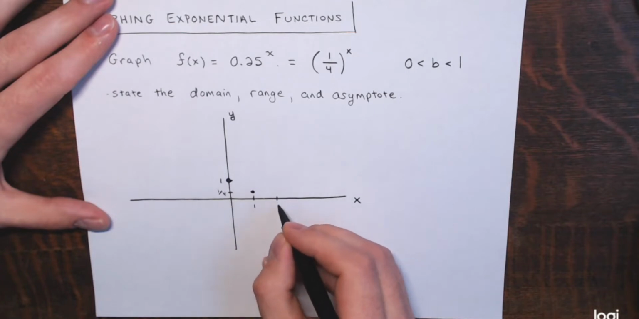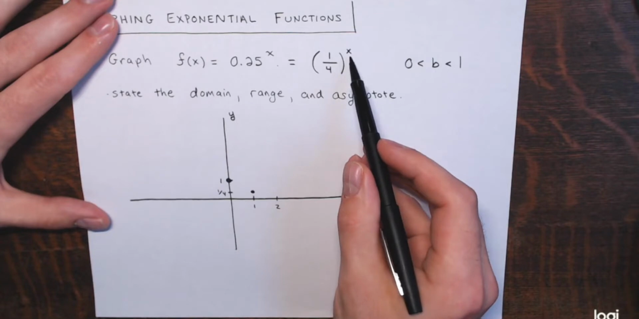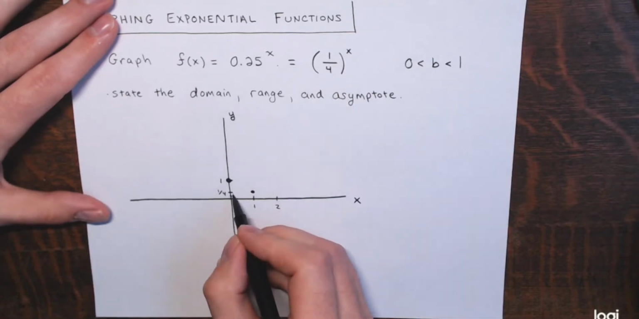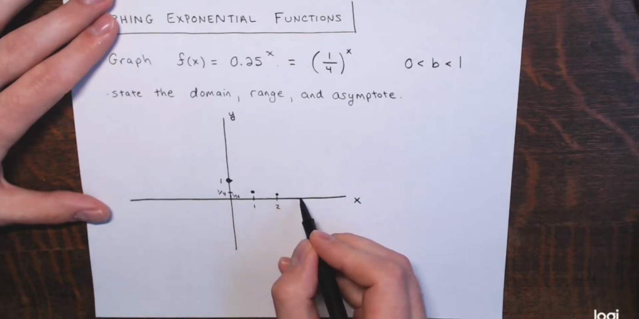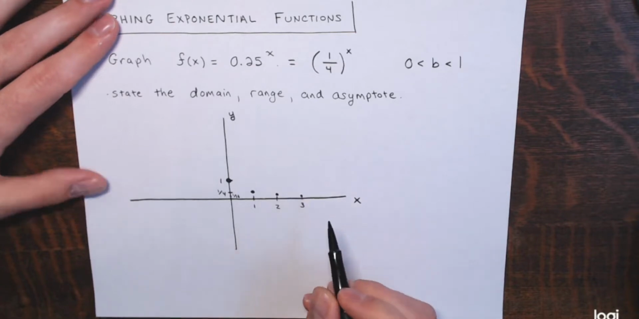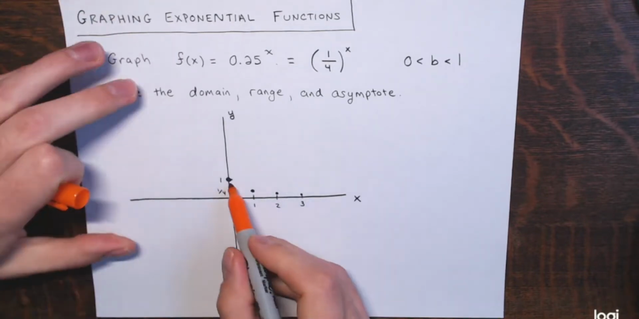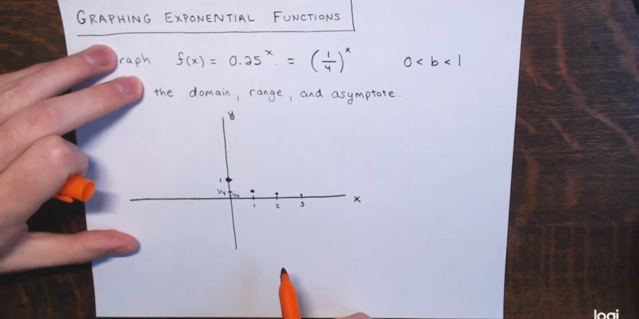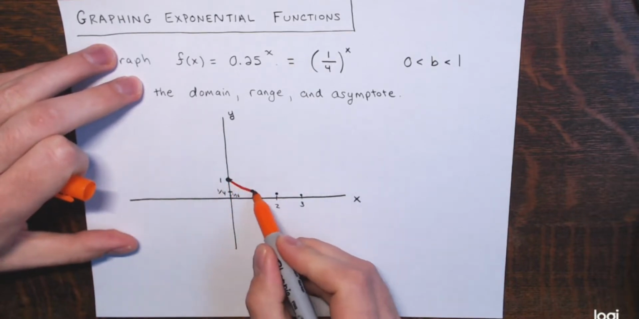Then plug in 2 for x, and 1/4 squared is 1/16, right? It's a quarter smaller, so it's even tinier. And then 3 for x, you get 1/64. 4 for x, you get 1/256. But no matter what you plug in, it's going to get smaller and smaller and smaller, but never actually be 0. It'll always have some positive value.